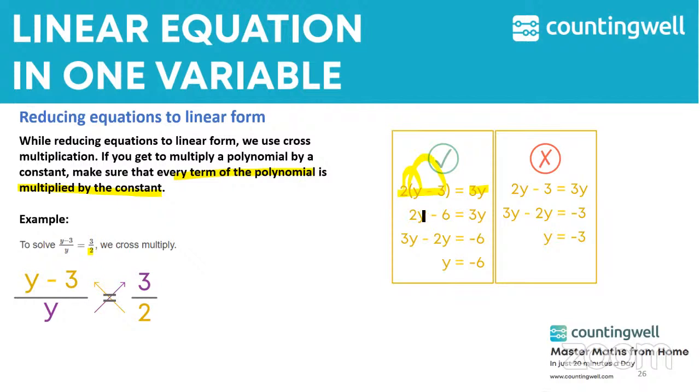We will transpose either 2y to RHS or 3y to LHS. So here what we have done, we have taken 2y from LHS to RHS, so it has become minus 2y, and minus 6 will be as it is on LHS, so it is minus 6. So we have y equals to minus 6.